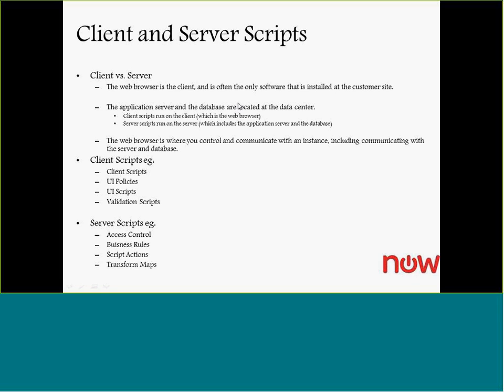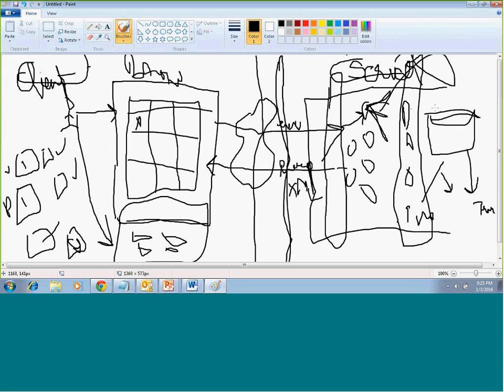The application server and database are located in the data center. This is the database, and these are the application servers, right? These are located in the back end. We call it the back end or the front end. This is called the front end, the client side. Front end, that is what you see. And this is back.